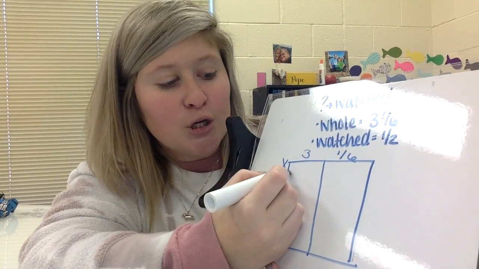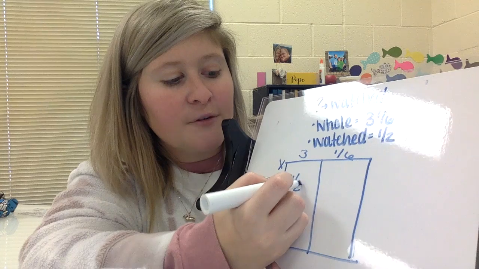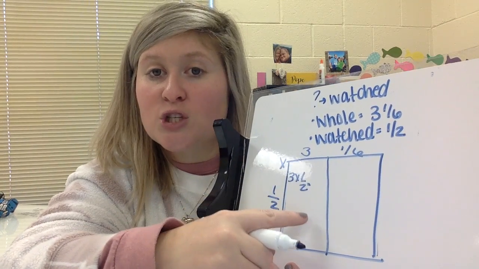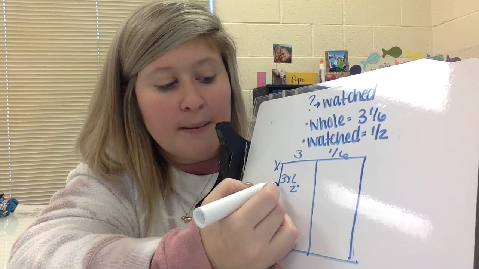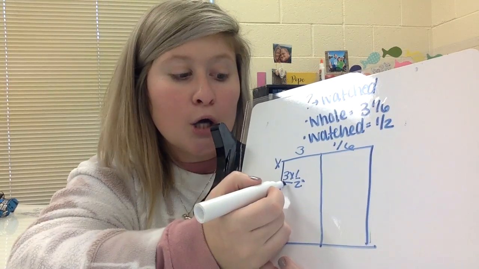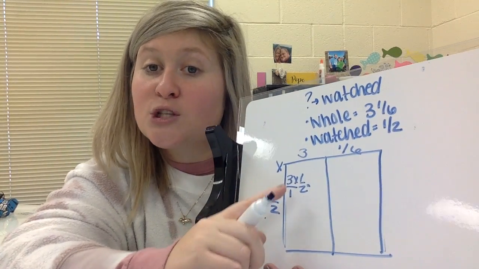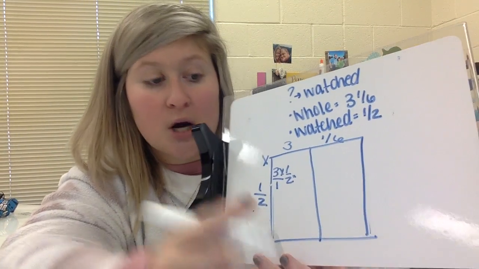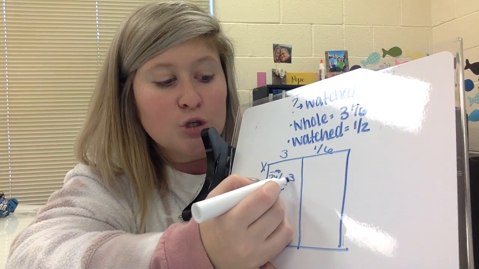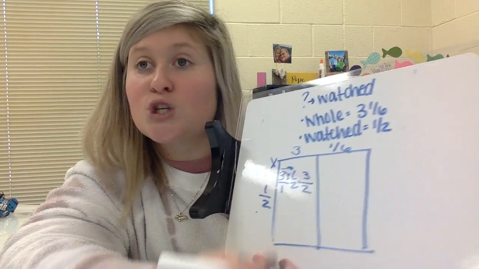This first box, I'm going to do 3 times 1/2. I know how to multiply a fraction times a fraction, but not this. So remember, you have to put a 1 underneath your whole numbers so that it looks like two fractions so that you can multiply straight across. 3 times 1 is 3. 1 times 2 is 2.